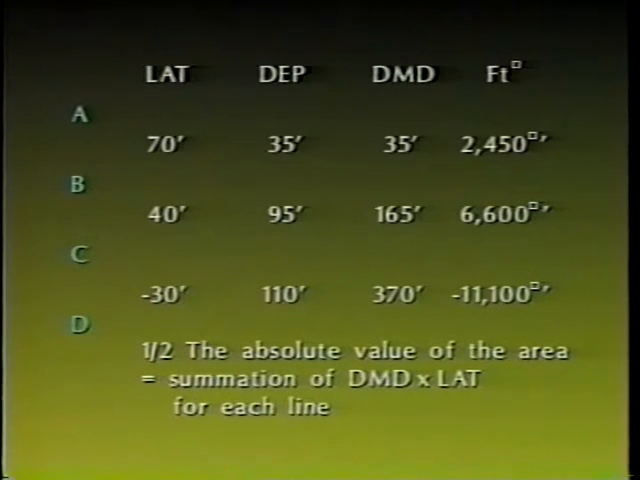Proceed through the traverse in this same manner, watching the signs. Then add the pluses of the double areas and all the minuses of the double areas. Take the algebraic difference and divide by 2, and you have your square feet.